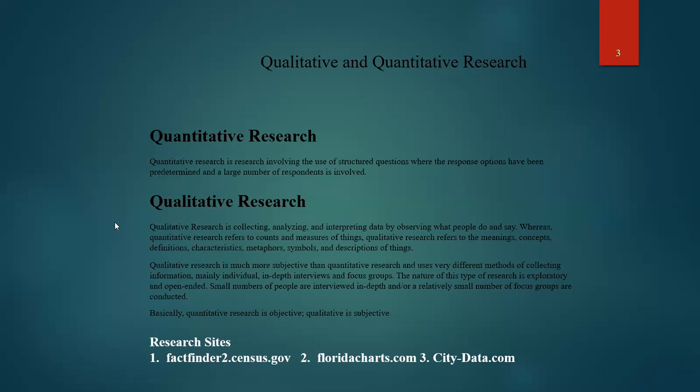Qualitative research is collecting, analyzing, and interpreting data by observing what people do and say, whereas quantitative research refers to counts and measures of things. Qualitative research refers to the meanings, concepts, definitions, characteristics, metaphors, symbols, and descriptions of things. So we do qualitative research in a number of ways. First, you can do focus groups. We can do interviews. We can do surveys, and we can do other forms of getting the personal reason why that person who's being studied does what he or she does.